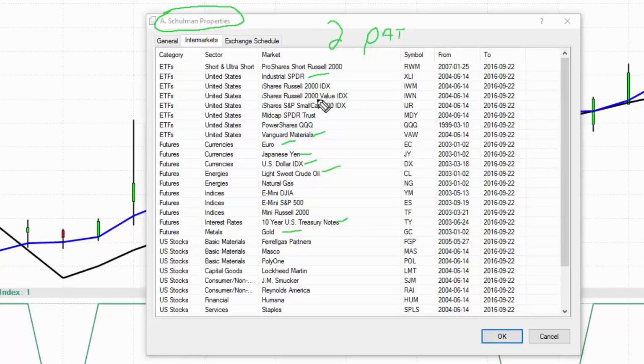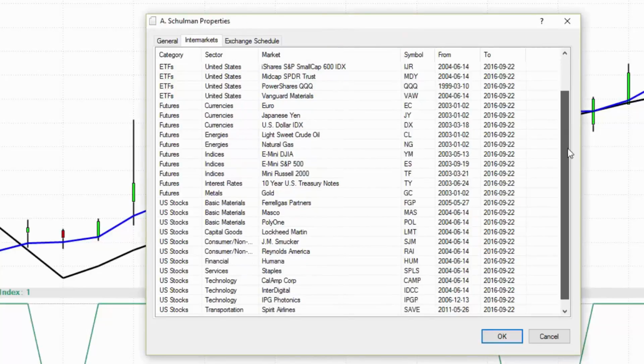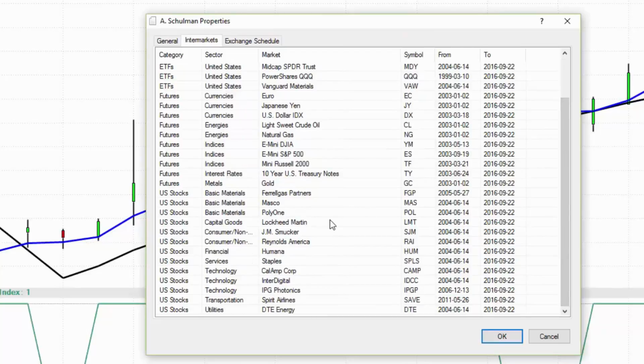But what the software and the technology is able to do is even identify a lot more of those subtle market relationships that can really trip you up as a trader if you don't have the means to identify them, right? So you see individual stocks here. So, other basic material companies, capital good companies, technology companies. And so one of those patents is identifying those 30 intermarkets that are known to drive the target market.